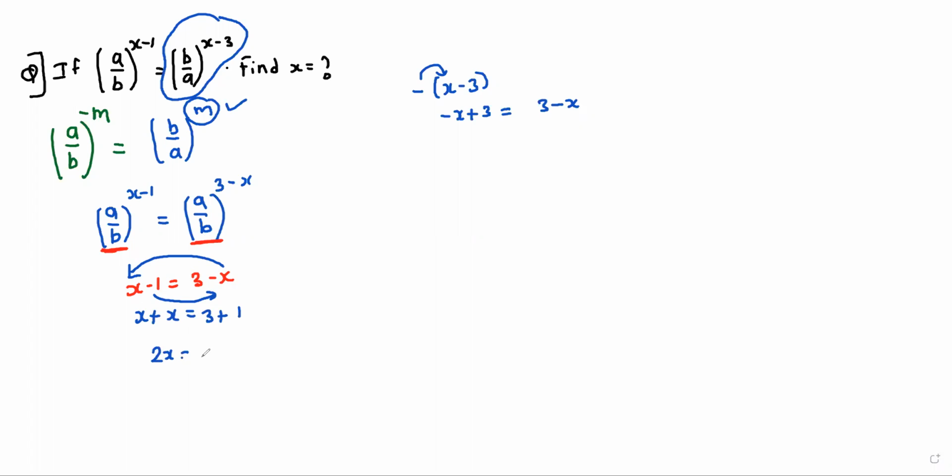So x plus x is 2x, 3 plus 1 is 4, x will become 4 by 2. The answer is 2. x is equal to 2. x is equal to 2 is the right answer.